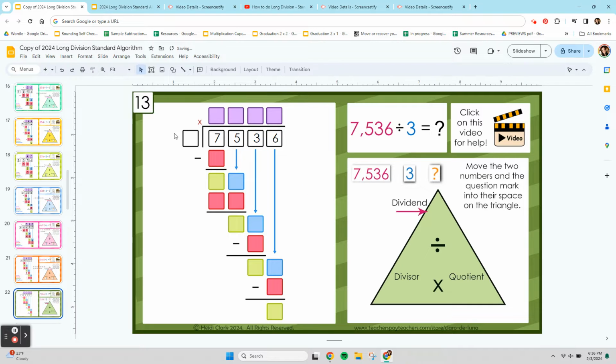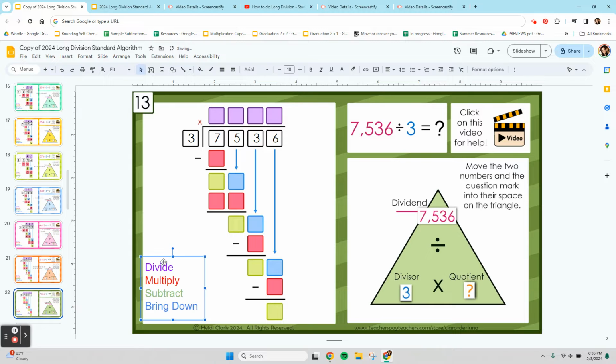we're going to do 7,536 divided by 3. So follow along with the Google Slides or just grab a piece of paper and you can try it with me. Our dividend is our biggest number. It's getting divided up, and we're dividing it into 3 groups. And our quotient is what we don't know yet. I'm using the standard algorithm: divide, purple; multiply, red; subtract, green; blue, bring down.